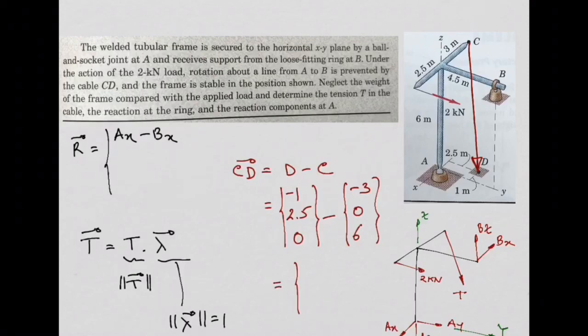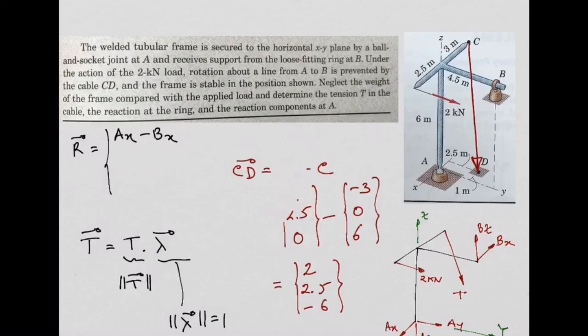So for the x component, I have minus 1 minus 3, so minus 1 plus 3 makes plus 2. 2.5 minus 0 is 2.5. 0 minus 6 is minus 6, right? So 2, 2.5, minus 6 are the components of my vector CD. You all agree? It looks correct to me. Okay?